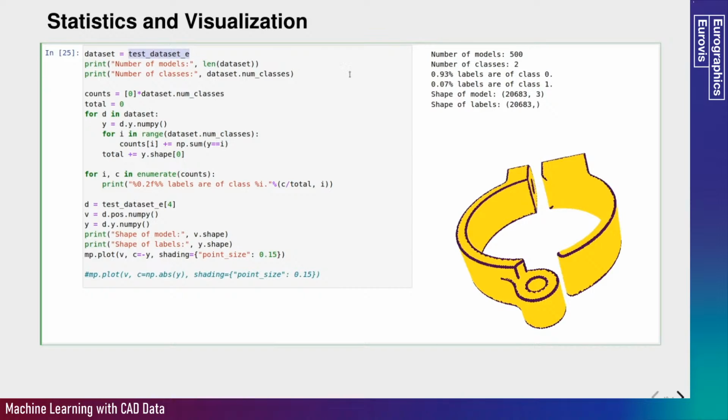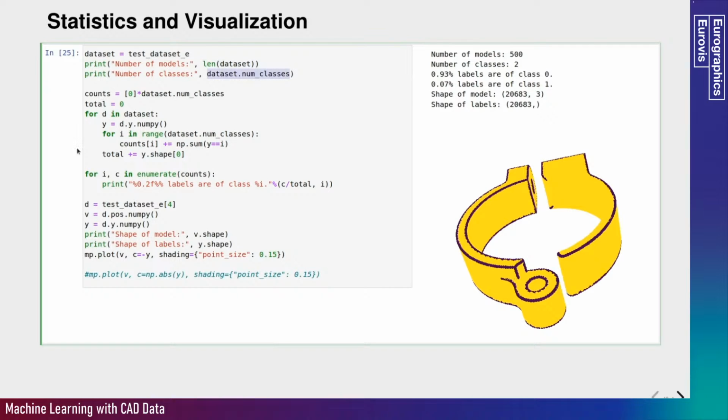Next, we see that this dataset, the edges, has just 2 classes, which are sharp feature or not sharp feature. We can get this information by calling length of dataset, and the number of classes we get by calling dataset num of classes.